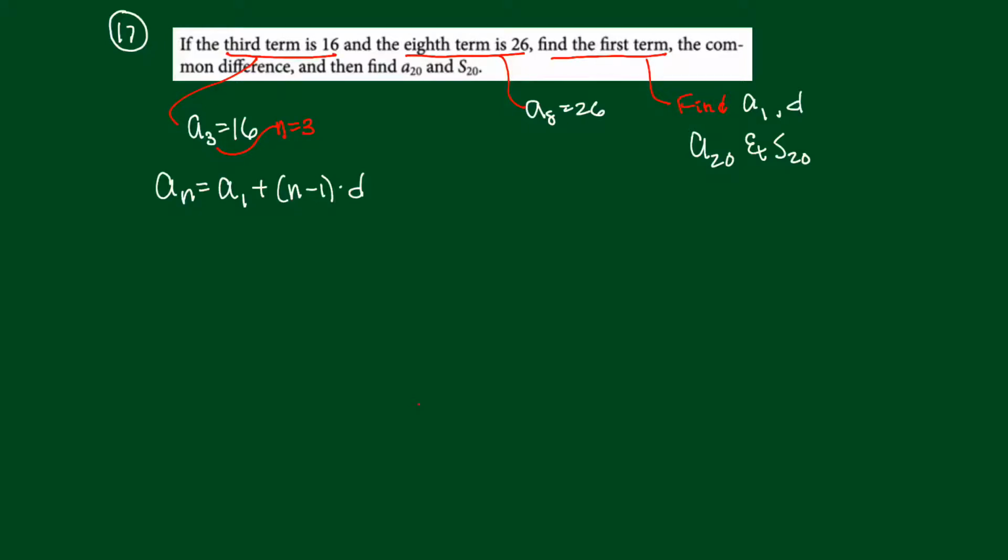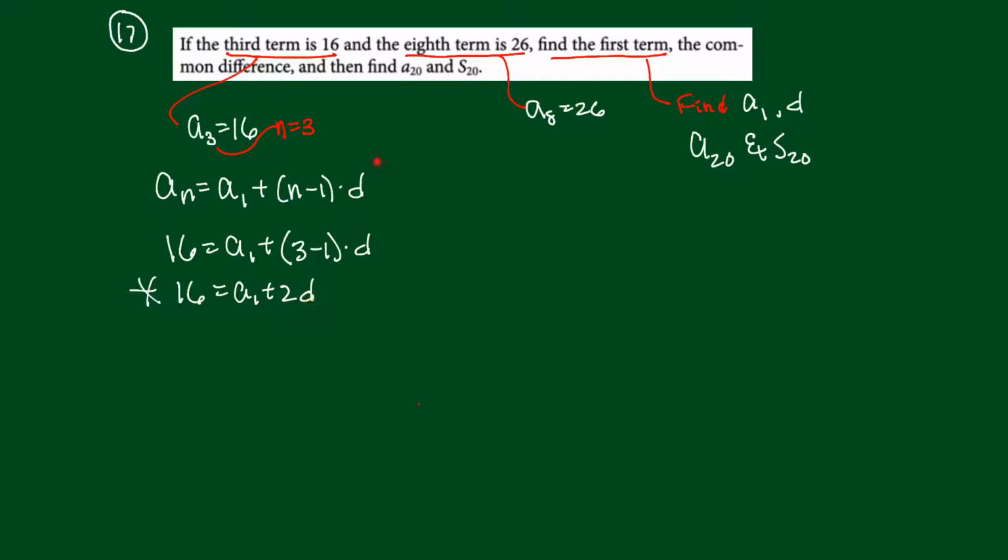So why don't we write this? Let's put a 16 here. That'll be a1 plus, and for the third term, n is equal to 3, so we get 3 minus 1 times d. We can simplify a little bit: 16 is a1 plus 2d. Let me put a star here so I can remember that one. That's as far as I can go here because I have one equation but two unknowns. If I have two unknowns, I need two equations.